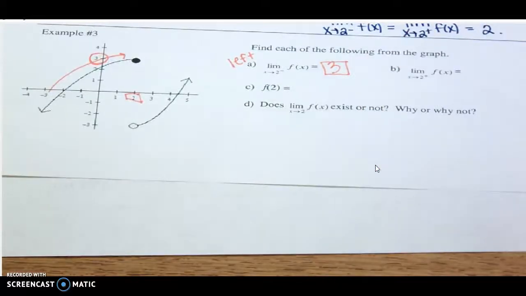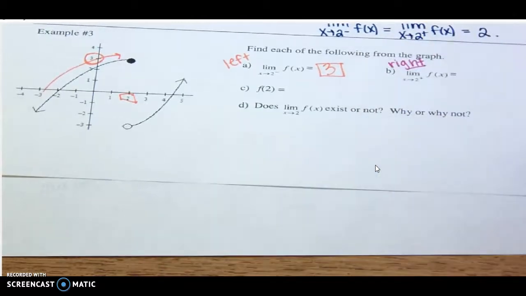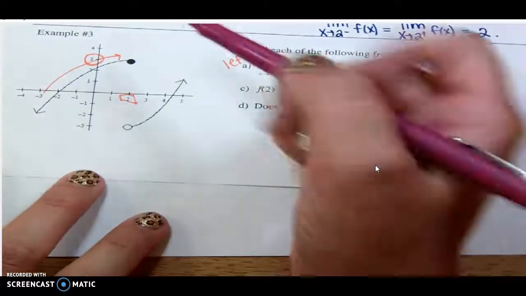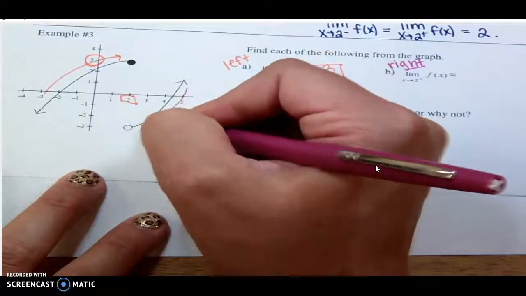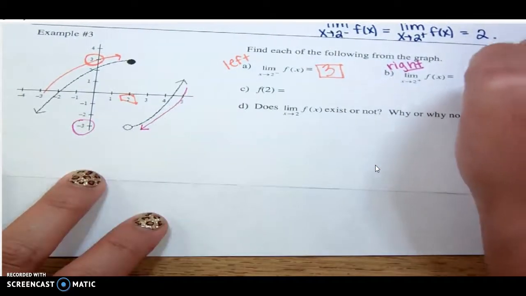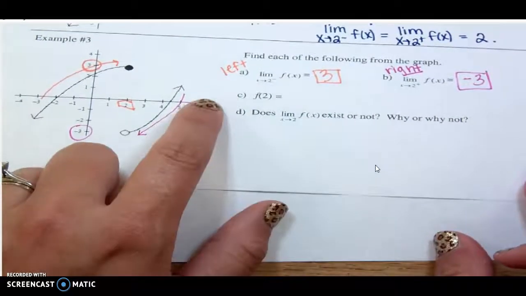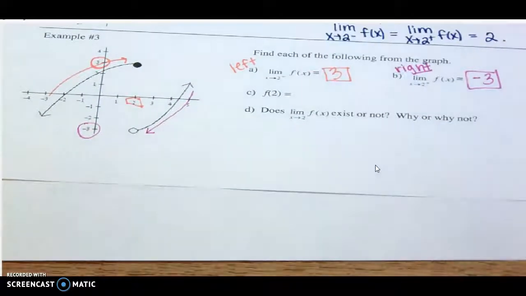Okay, and then for part B, it says the limit as x approaches 2 from the right. So if we come in from the right, look in here, well, this approaches a different point at 2. This approaches a y value of -3, so this is going to be -3. So like we did last time, let's skip part C for a second. Let's go down to part D.